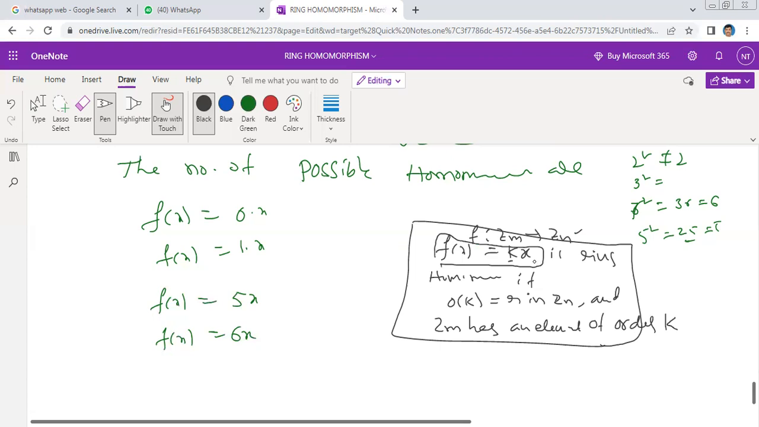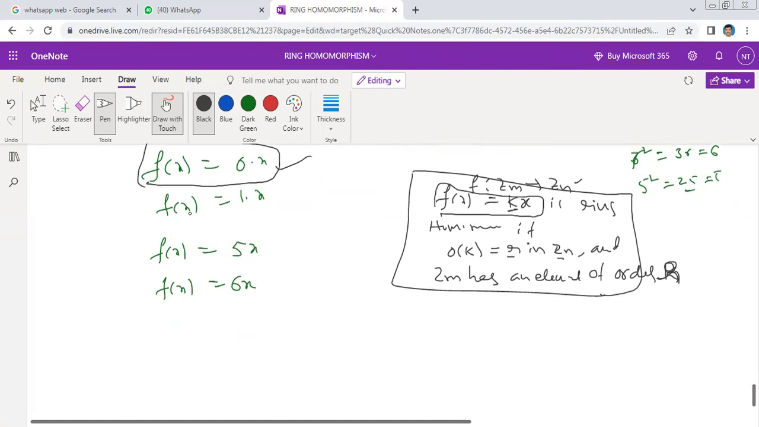not, simply ఆర్డర్ ఆఫ్ ఈ k ఎలిమెంట్ యొక్క ఆర్డర్ r అయి ఉండాలి in Zn లో, and Zm has an element of order, sorry, not k, this is r. Zm has an element of order r, right? Suppose now I am checking, is it okay? Because of this is a trivial homomorphism, it is always true, right?